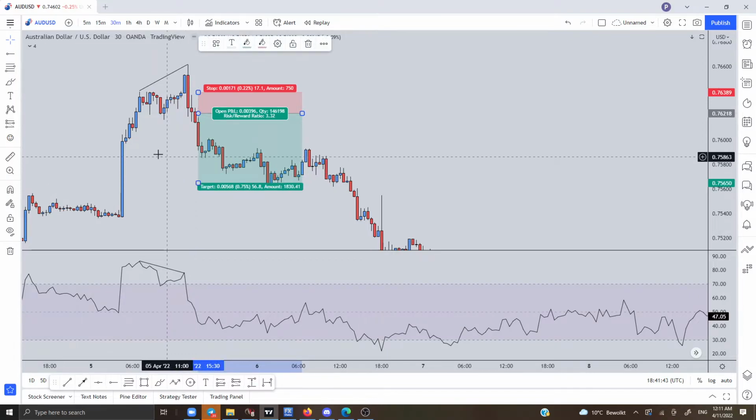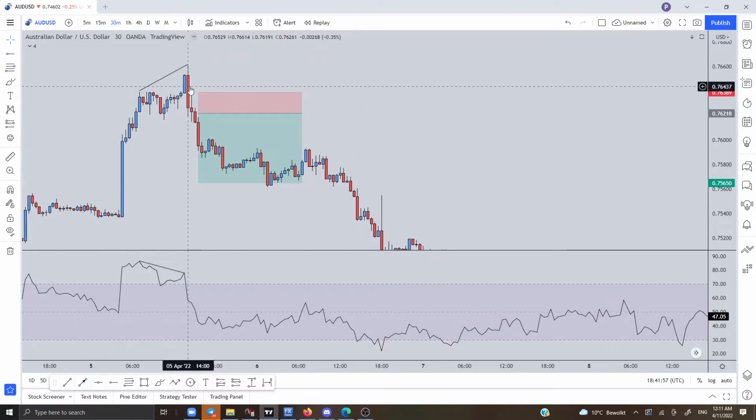In this case we see this huge imbalance, that can be a target, because fair value gap and imbalance can be used as a target. And you can see this trade easily gave you 3R. This trade happened on the 5th of April, I think last week. Yeah, so that's the trade I want to discuss.